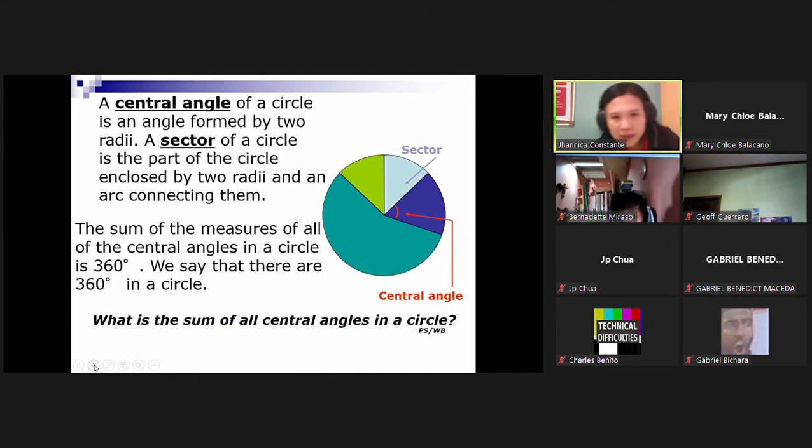So the sum of the measures of all of the central angles in a circle is equal to 360. We can say that there are 360 degrees in a circle. You know already that the total measurement of the angles of a circle is 360 degrees. That's a fact. We cannot change that concept, that the sum of the angles around the center is 360.